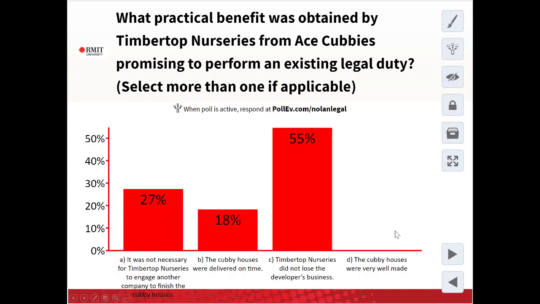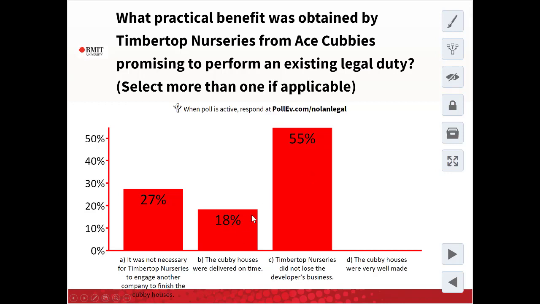It was interesting. Everybody saw that the cubbies being well made, in fact, there's nothing in the facts to support that anyway, wasn't relevant. I think the correct answer based on the facts that we have is both A and C. So the practical benefit to Timbertop was it didn't have to go through the time and expense of solving its problem by getting somebody else to build these. It also specifically didn't want to lose the business or breach the contract that it had with the developers.